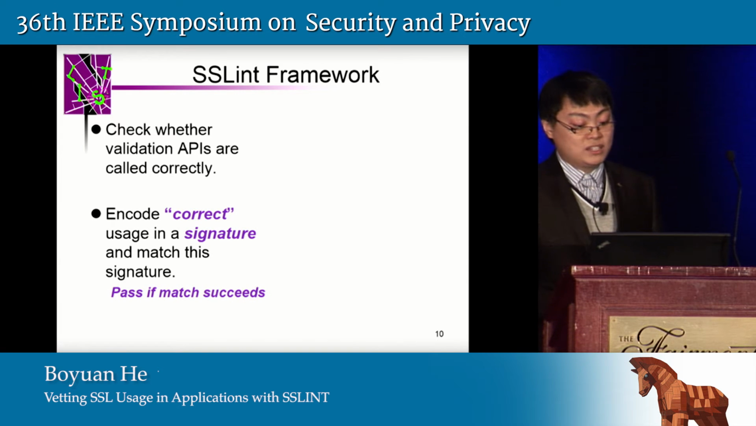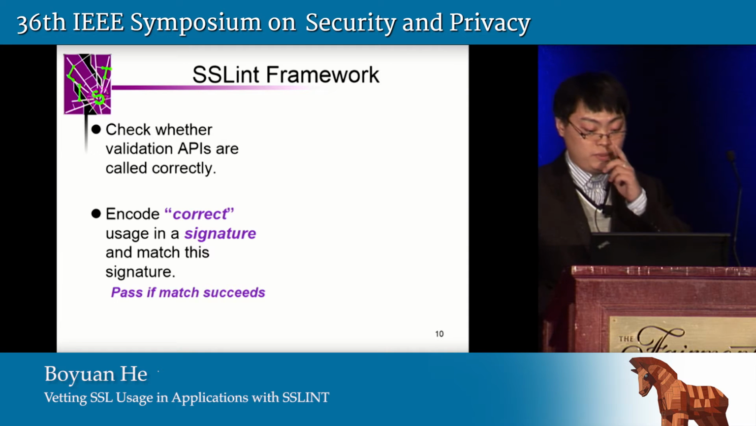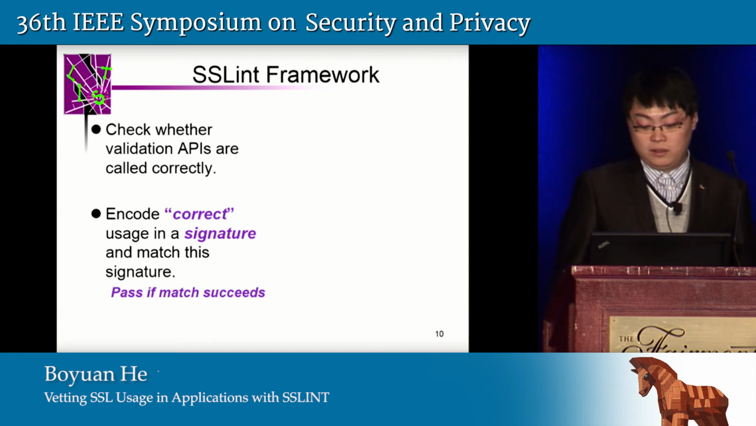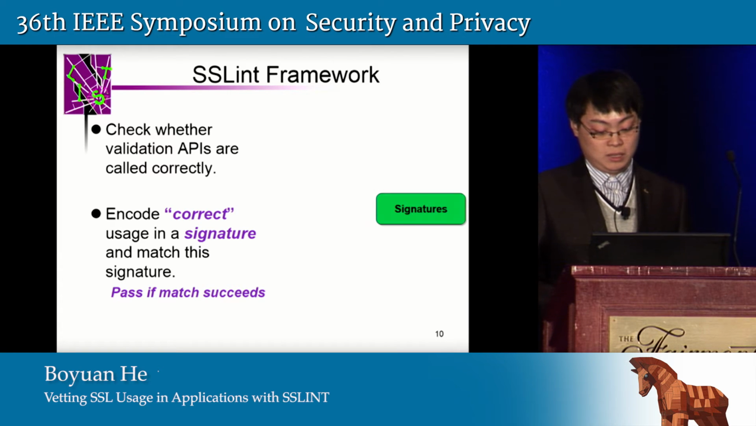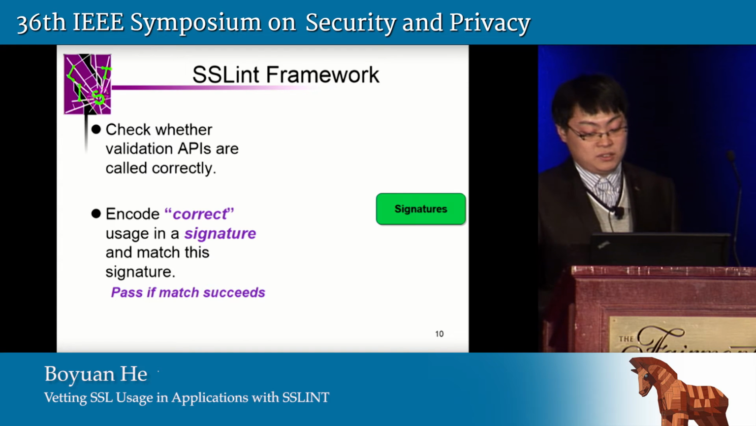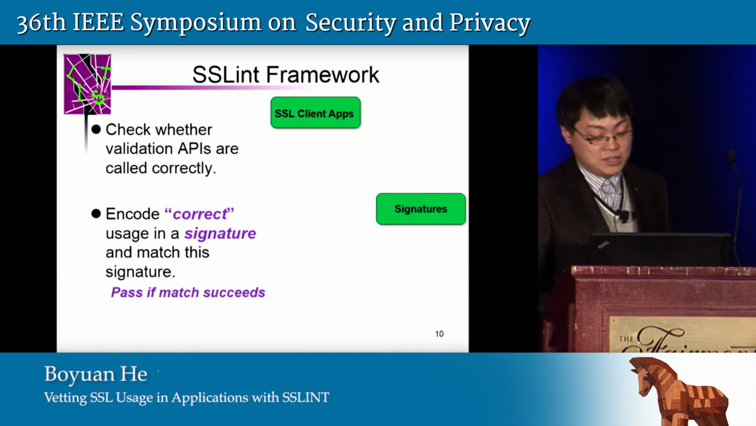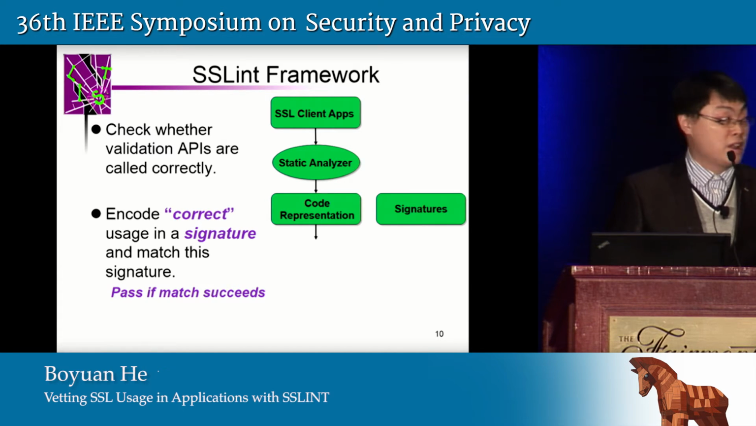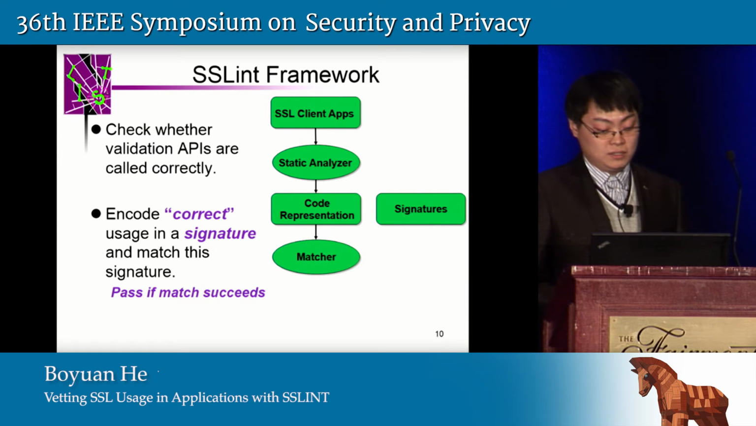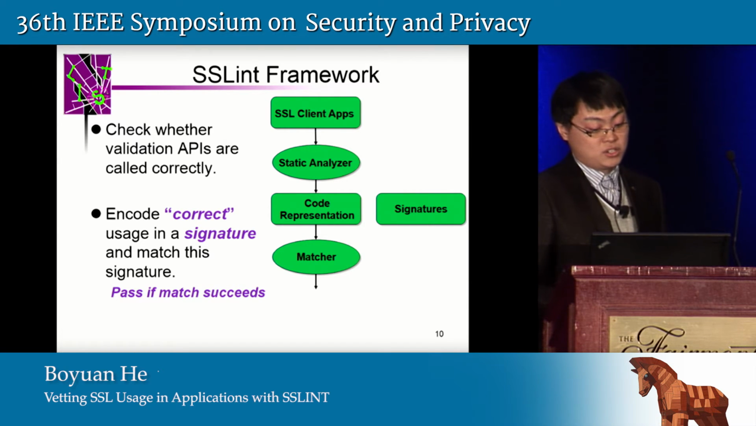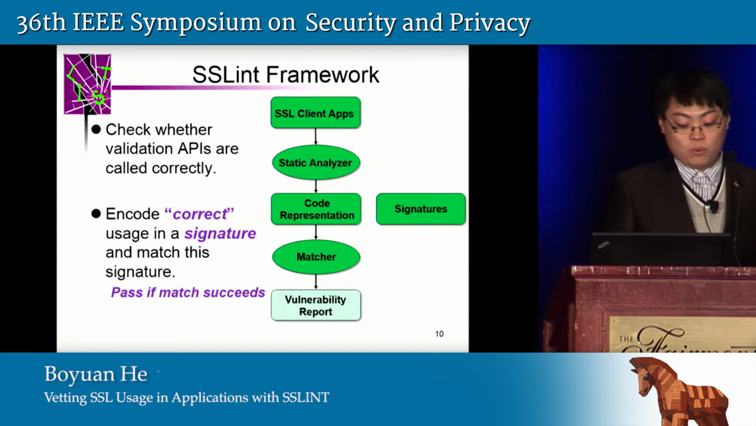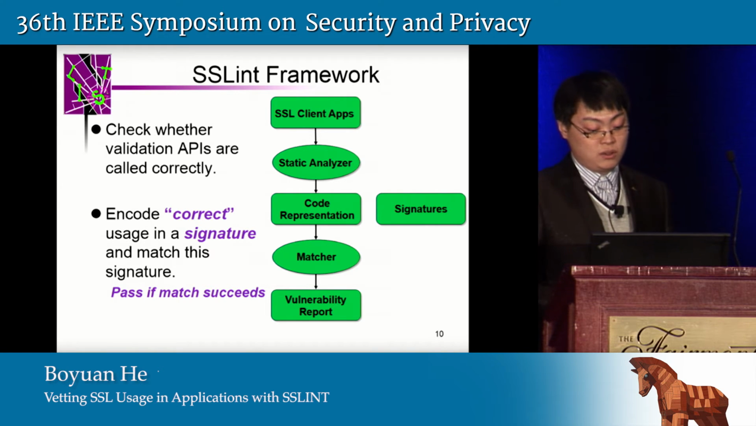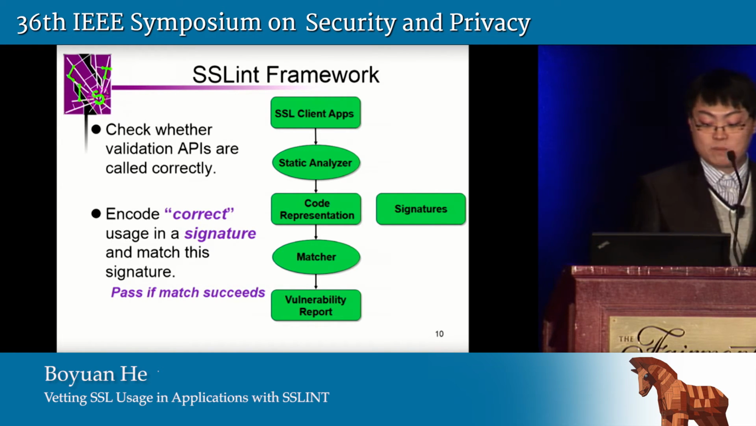So in order to automatically detect such SSL vulnerabilities, including those shown in the motivating examples, we first model the correct usage of the SSL API as signatures. Then we design SSLINT, which takes the source of the app as input, transforms the source code into a certain kind of code representation in a static analyzer, and then matches the signatures to detect the vulnerabilities. Remember that it is the correct logic that we model, so vulnerabilities will only be reported whenever the signature match fails.